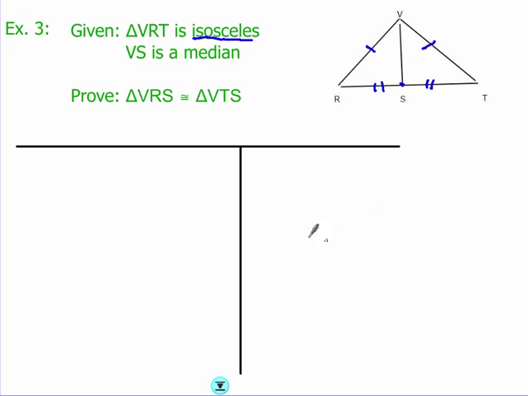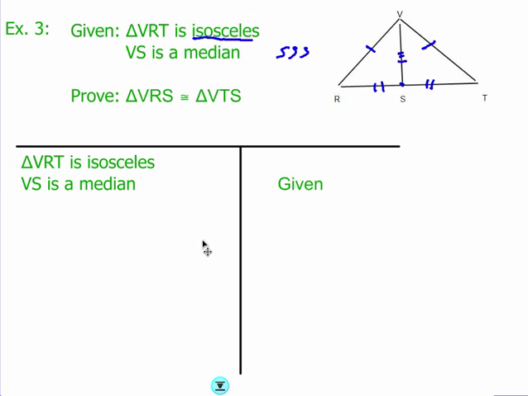Well, what else do I know? Similar to the last example, VRS and VTS both share the side VS, and that's congruent to itself. So now what do I have? Now I have 1, 2, 3 congruent sides, so I can use side, side, side congruence. And there we go. Let's do the proof.